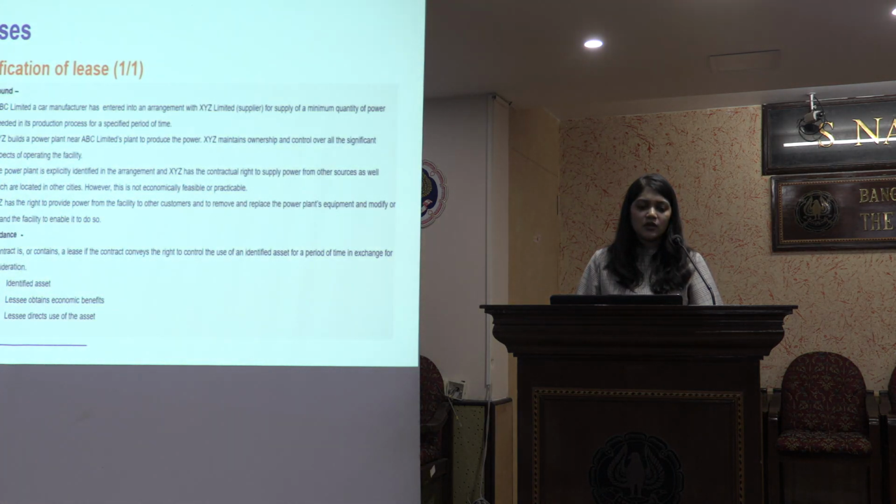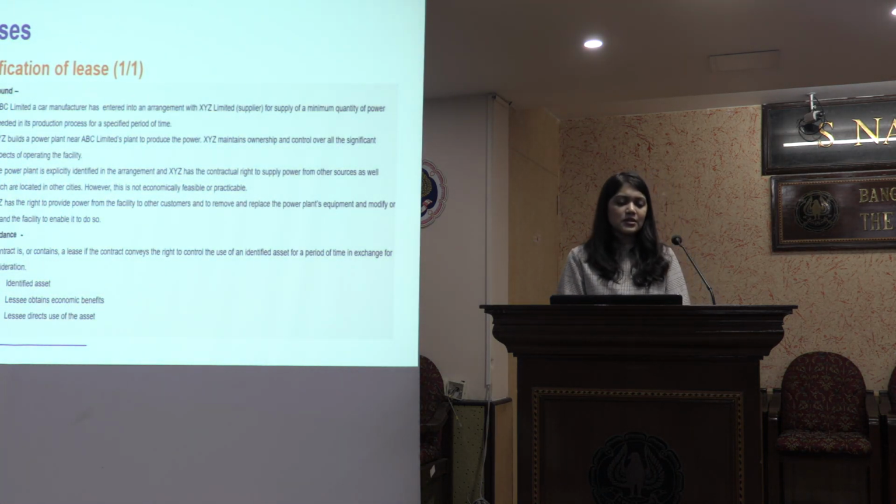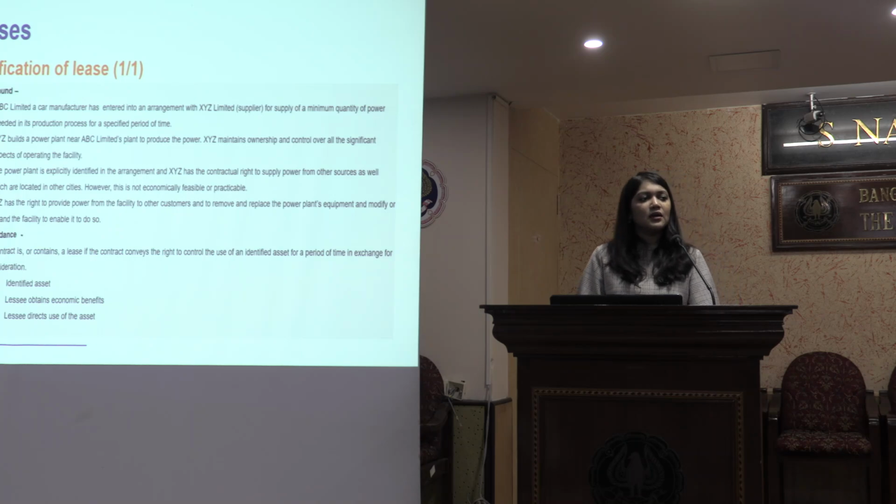Okay, moving on to next, leases. Now this is a relatively new standard which was introduced in IFRS 16. Earlier we were in a habit of bifurcating all the leases between operating and finance lease, whether it is from a lessor perspective or a lessee perspective, right?